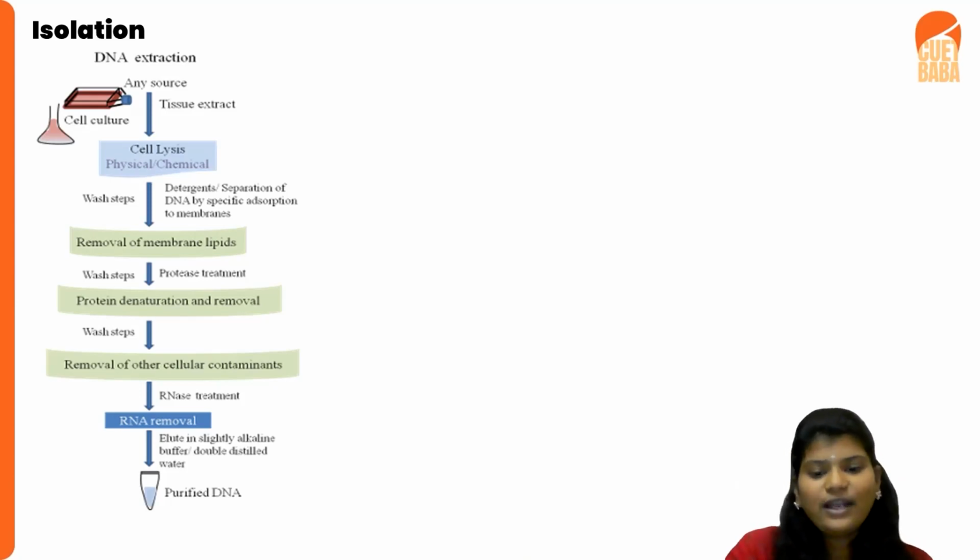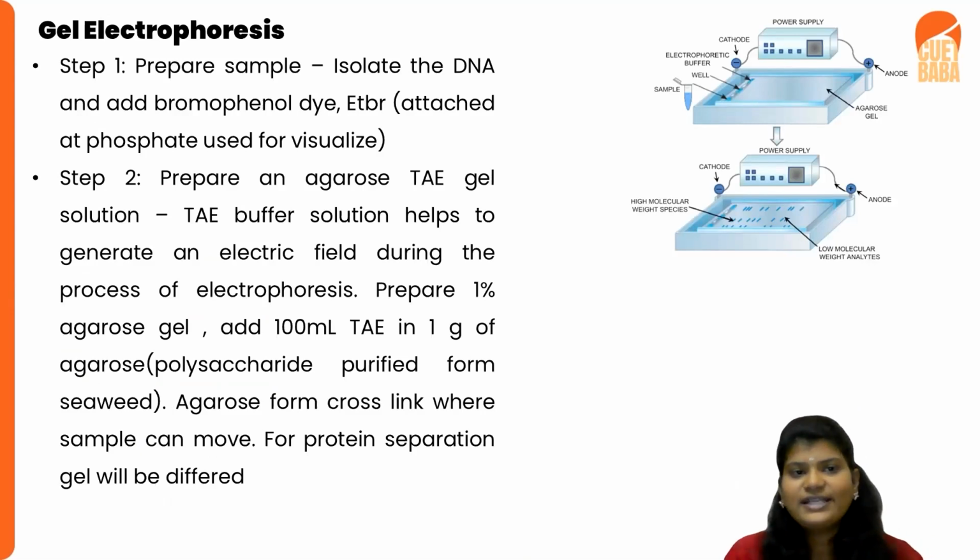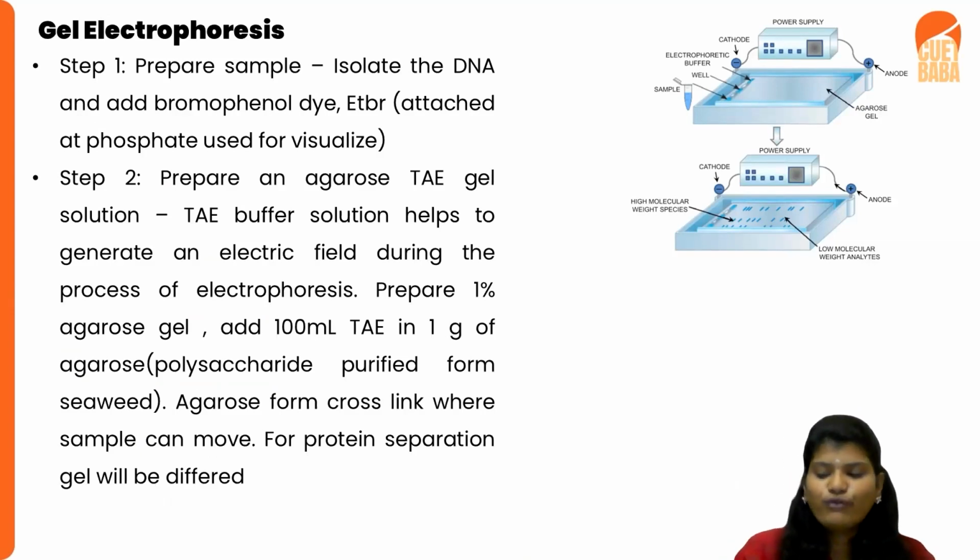Let's move on to the electrophoresis steps. It will involve multiple steps. First thing will be sample preparation. We have already seen how the DNA is isolated. After isolation, we have to add bromophenol blue, which is an indicator. Usually the sample is colorless. When we put it in the well, the sample will run, but we cannot visualize where it is and where it is running. For the visualization process, the bromophenol dye has to be added.